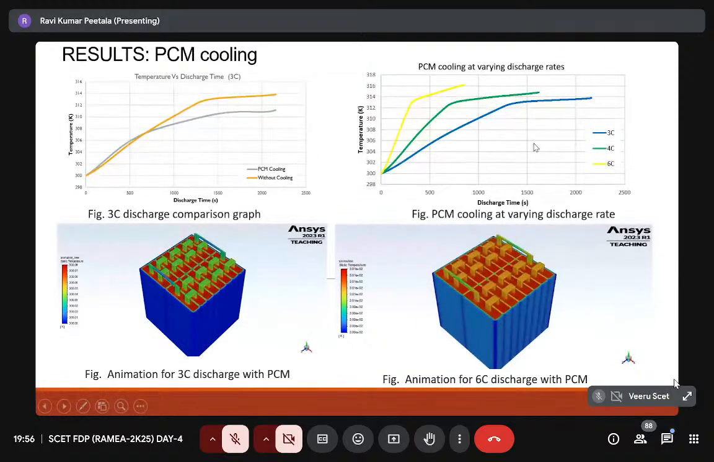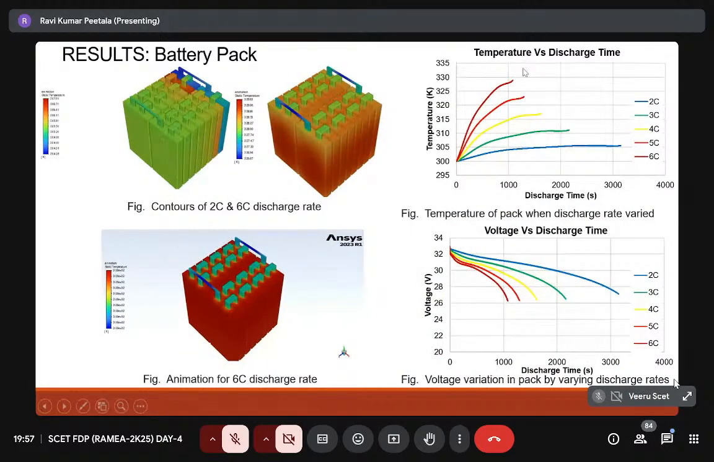And as shown here, these are the temperature ranges in the various discharge conditions with the PCM. The maximum temperature is observed at 6C. The 3C is like this, but at 6C, as shown here, the temperatures are suitable. This 3C is 320. So I compared with PCM and without PCM. Without PCM, the temperature rises to around 314, 311.